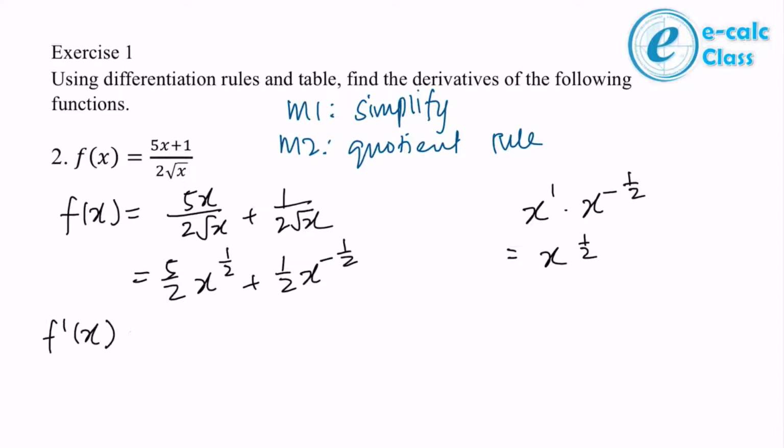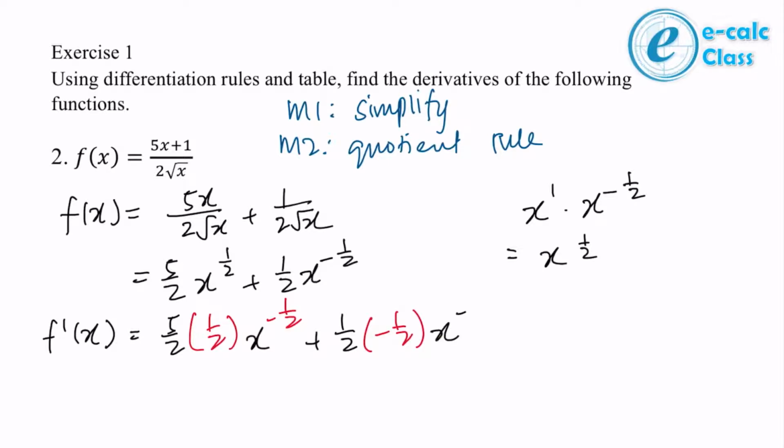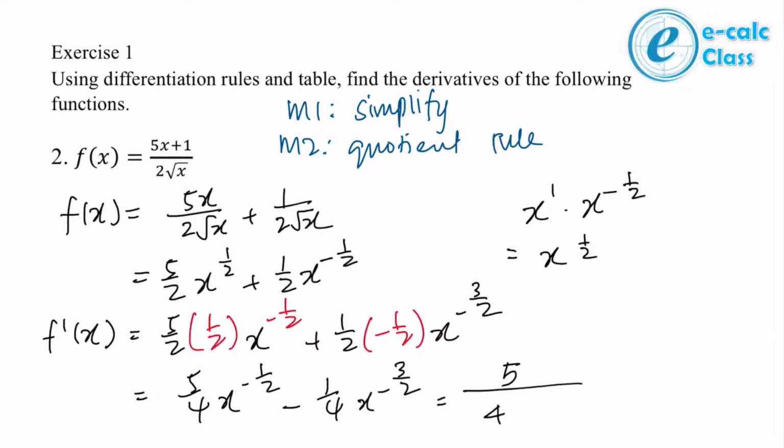F prime x will be bring down the power minus 1, bring down the power minus 1. Simplify. Okay, and if you like, you can write it like this: 5 over 4 sec x minus 1 over 4 square root of x cubed.